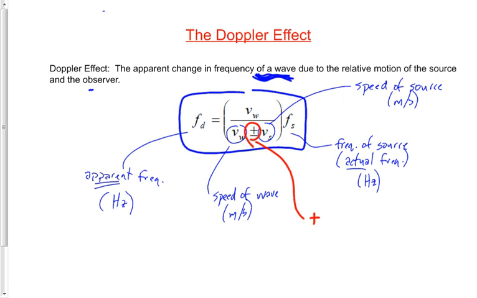If those two numbers on the bottom are added together, then we're going to get a bigger number on the bottom. If they're subtracted, then we're going to get a smaller number. Does that make sense? If we get a bigger number on the bottom, then that's going to make Fd smaller. If we get a smaller number on the bottom, then that's going to make Fd bigger. So if we add these two things together and we get a smaller Fd, then that must mean that the source and the observer are moving away from each other.